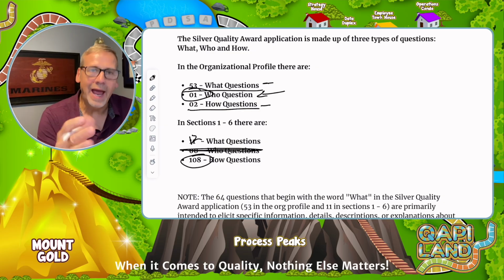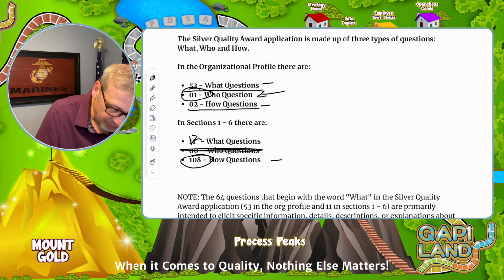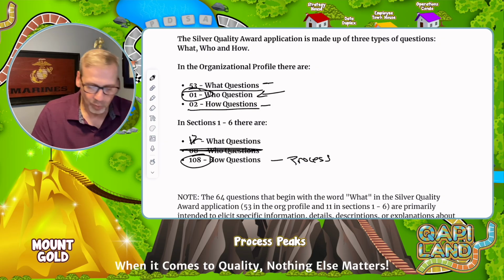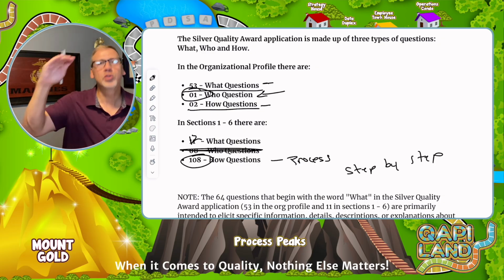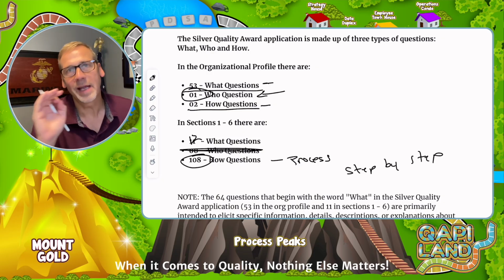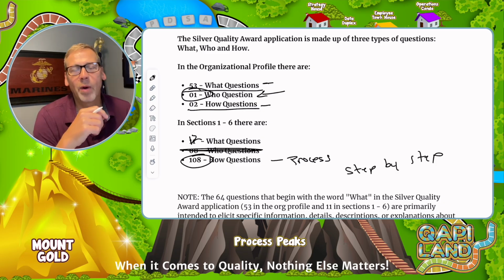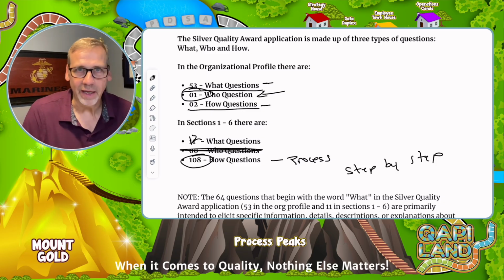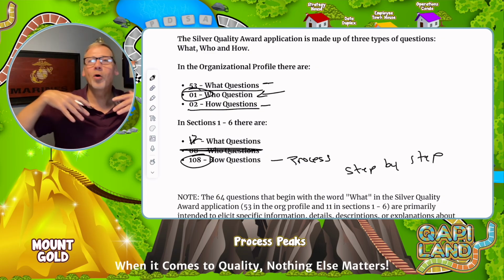So when we're looking at these 2 different types of questions, the what question and the how question, the how question refers to your process. It's always the process. We're looking for a step-by-step process. Tell us how you do something. 108 times we're asking you to tell us step-by-step how you do something. The what questions, however, are specifically what you're trying to do. What is your goal? What are we doing here? What is the whole point of all this?